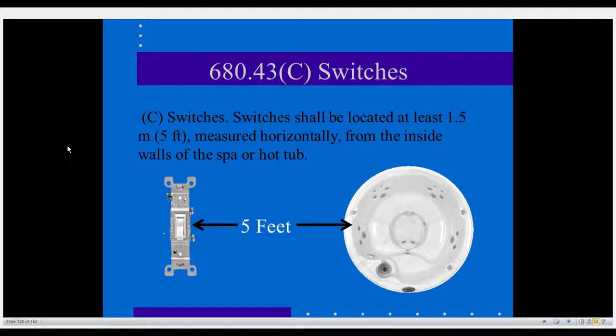Switches. It just says in 680.43(C), switches shall be located at least 5 feet measured horizontally from the inside wall of the spa or hot tub. So this represents a switch. Here's the inside wall. Maintain that 5-foot separation.